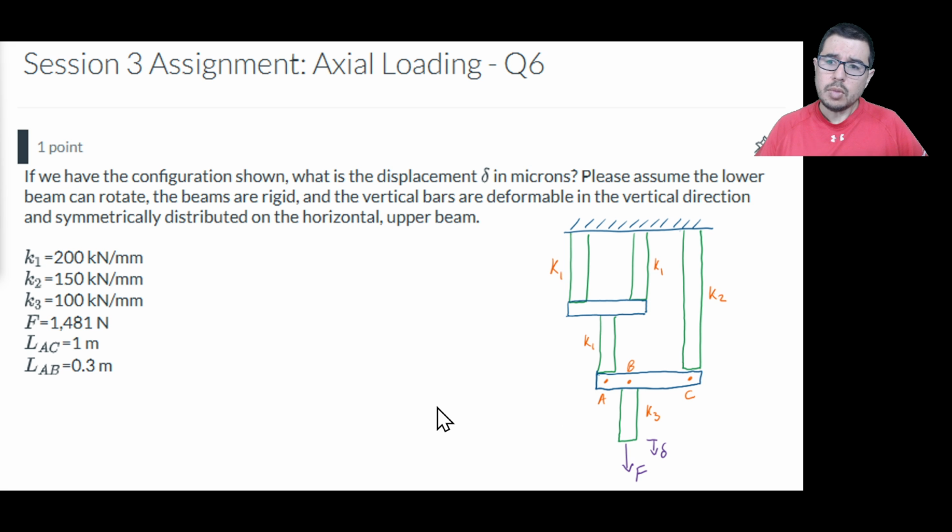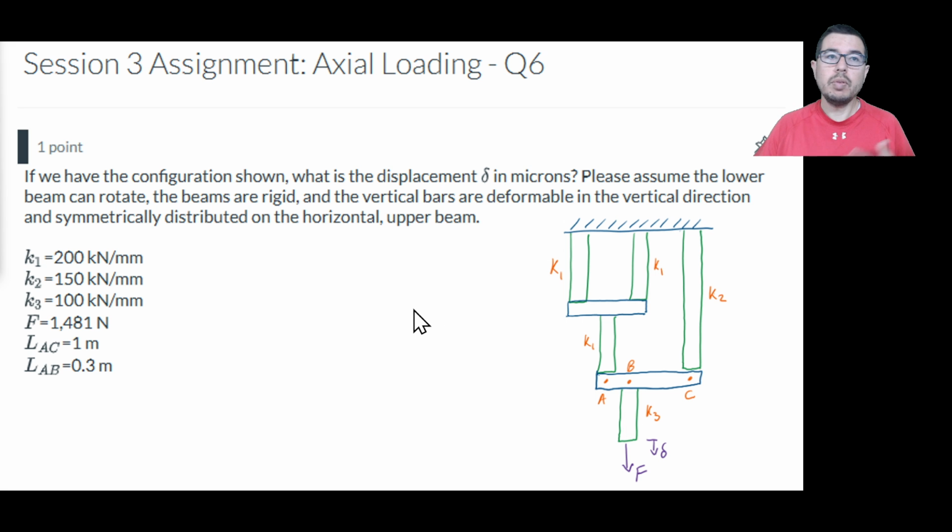So we are going to go ahead and assume that this beam is rigid here, but we have rotation, and the force is applied at the end of this bar down here, okay? And we're given a number of parameters, the lengths of A to B and B to C, and the force applied at the end. And what are we ultimately interested in? Having the displacement delta at the end, and it's going to be in units of microns.